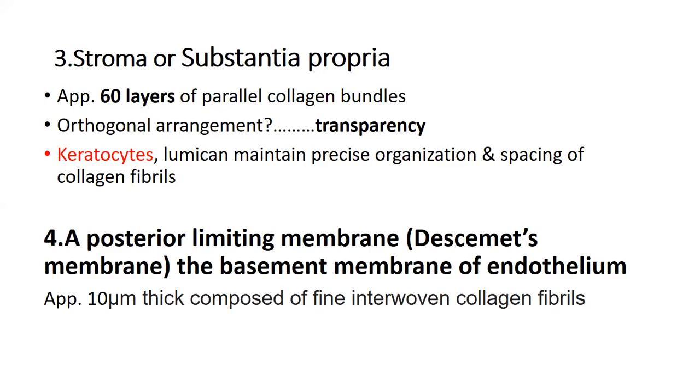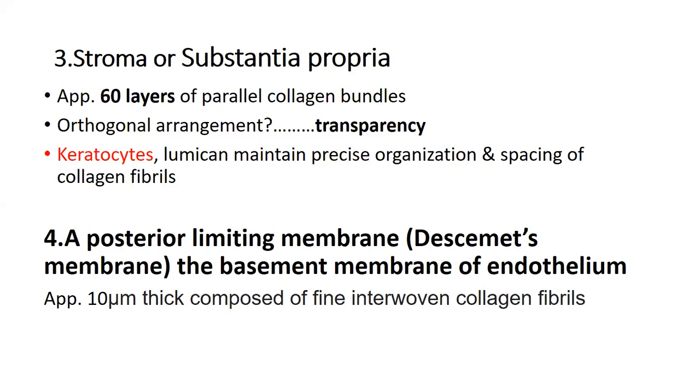So basically, what is the substantia propria? There are collagen fibers type 1 having orthogonal arrangement. In between the collagen fibers, there are different cells, the keratocytes, and all these structures are embedded in the ground substance made up of lumican, keratan sulfate, and chondroitin sulfate.